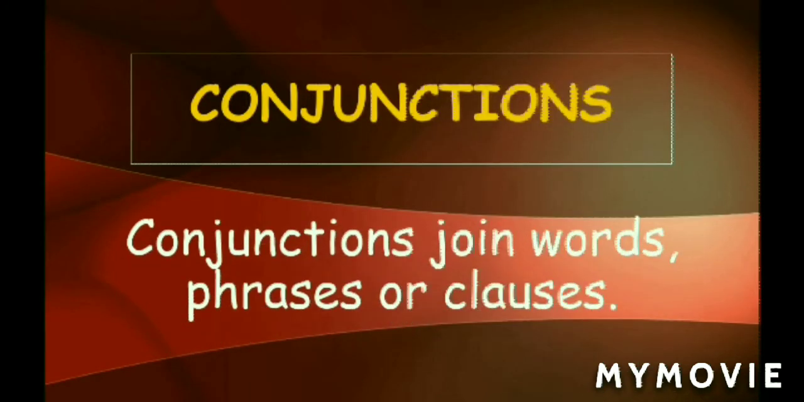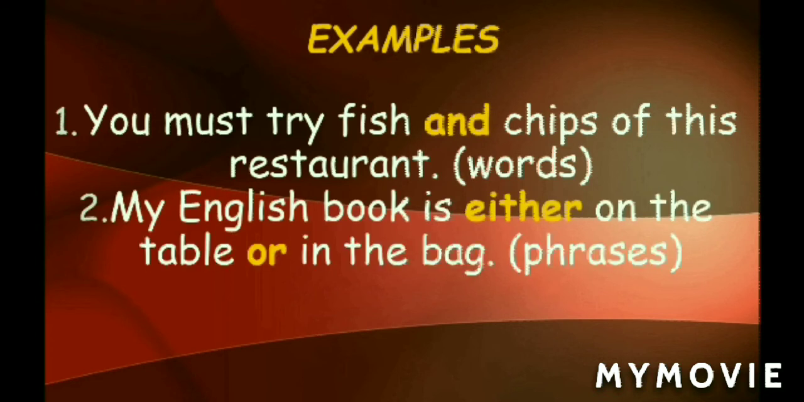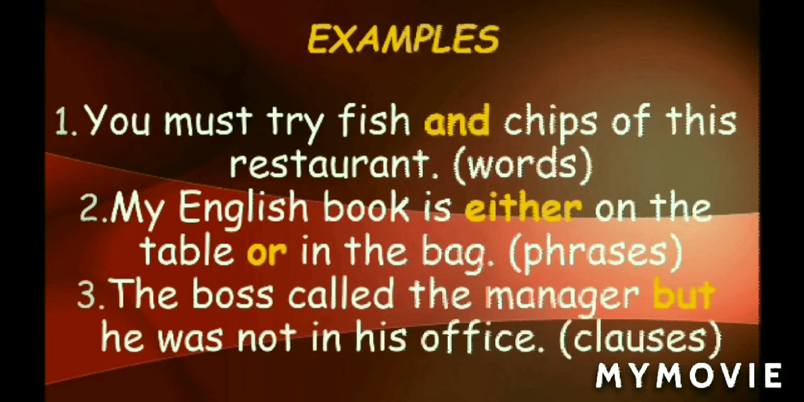Conjunctions join words, phrases, or clauses. Examples: Number 1, you must try fish and chips of this restaurant. Number 2, my English book is either on the table or in the bag. Number 3, the boss called the manager, but he was not in his office.